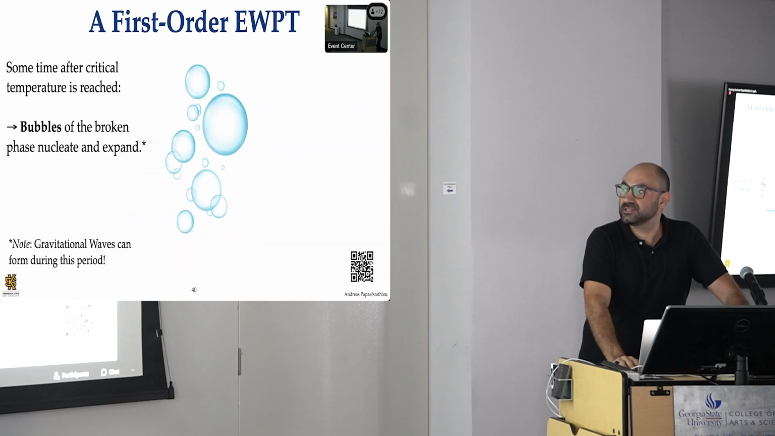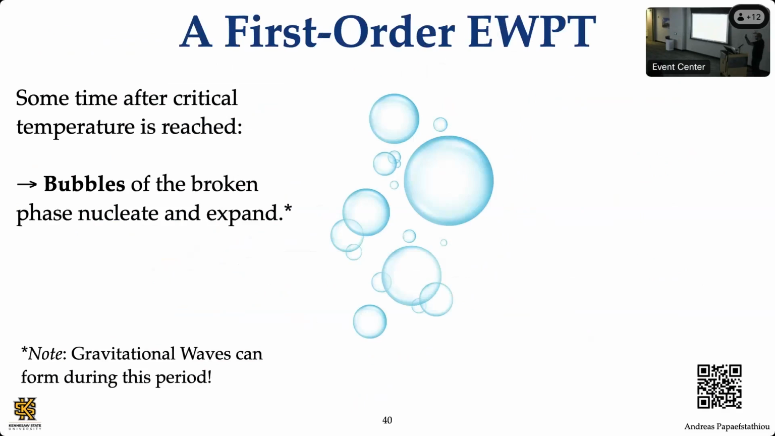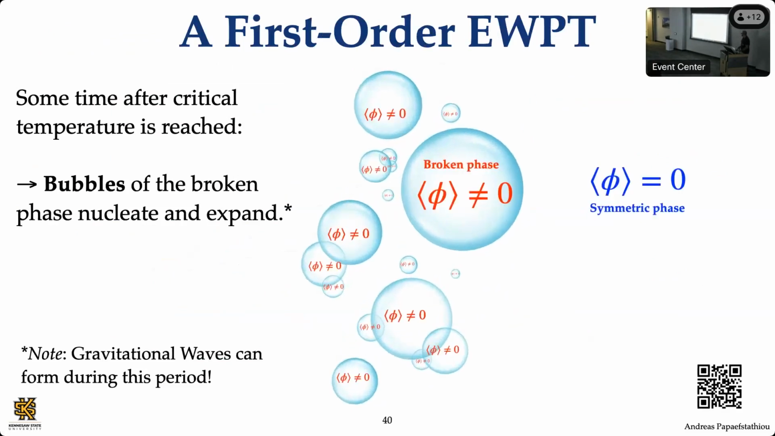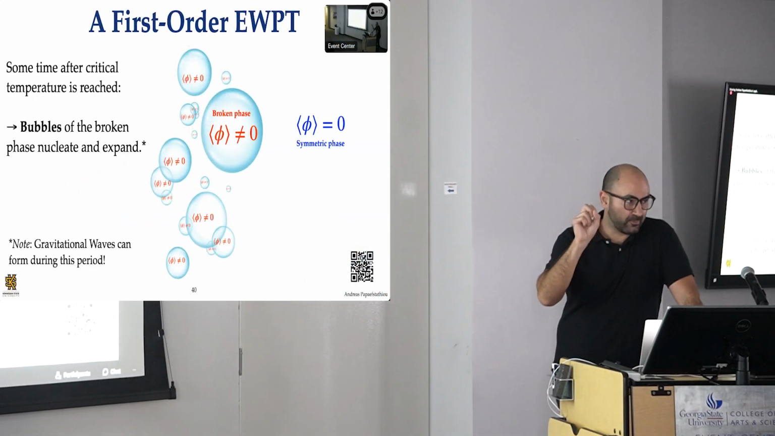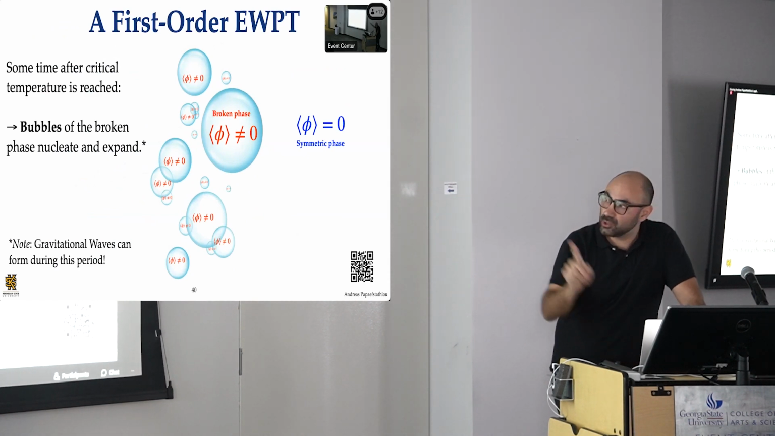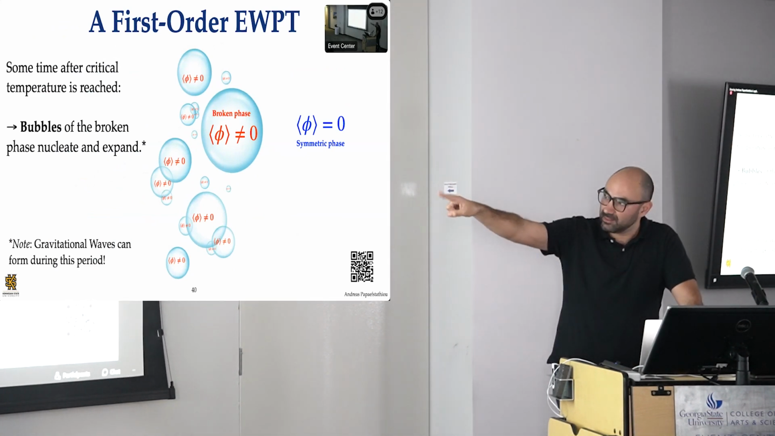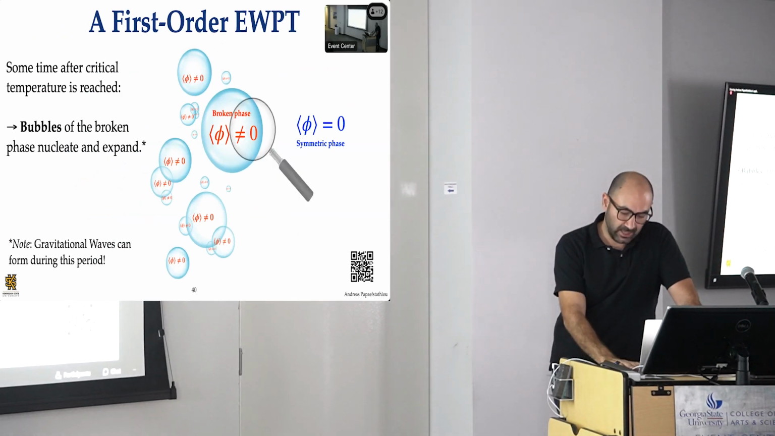Okay, so this is symmetry breaking. Soon after this critical temperature is reached, where the two minima are at the same depth, you get bubbles of the broken phase. Inside these bubbles, you have the broken phase. They're expanding because that's energetically favored, right? So the broken phase is energetically favored, and they're expanding in a sort of plasma of the symmetric phase. The process which generates matter-antimatter asymmetry could happen at the interface between the bubbles and the symmetric phase.